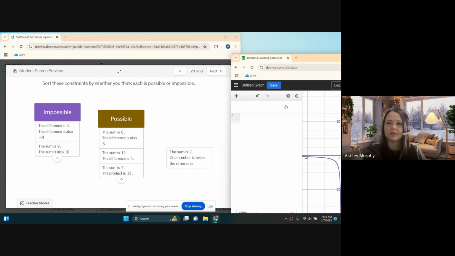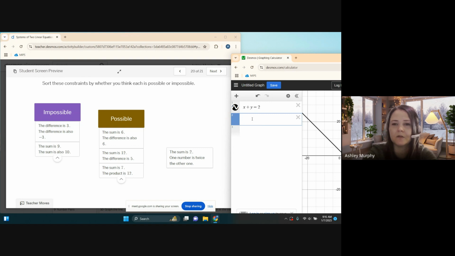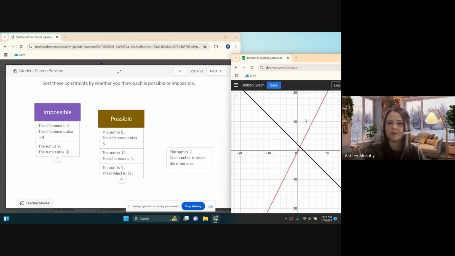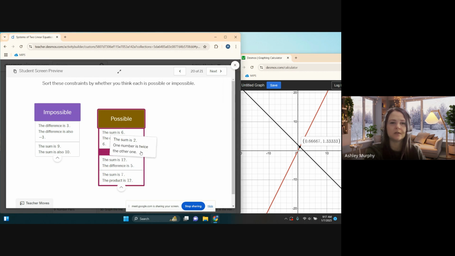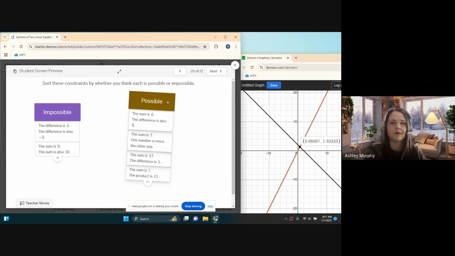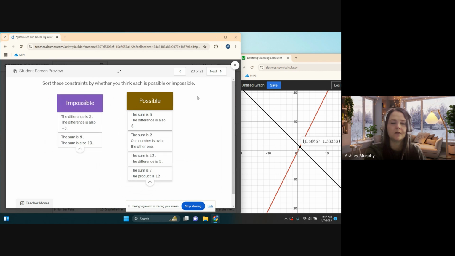All right, let's try this last one to see if it's possible or impossible. So the sum is 2. One number is twice the other number. So if you double one of the numbers or multiply it by 2, then you're going to get the other number. That would be the equation to represent that. So yeah, there's a solution here. We have, you know, not whole numbers, but there is an answer that is possible. Okay, so we have all of our things matched up accordingly.